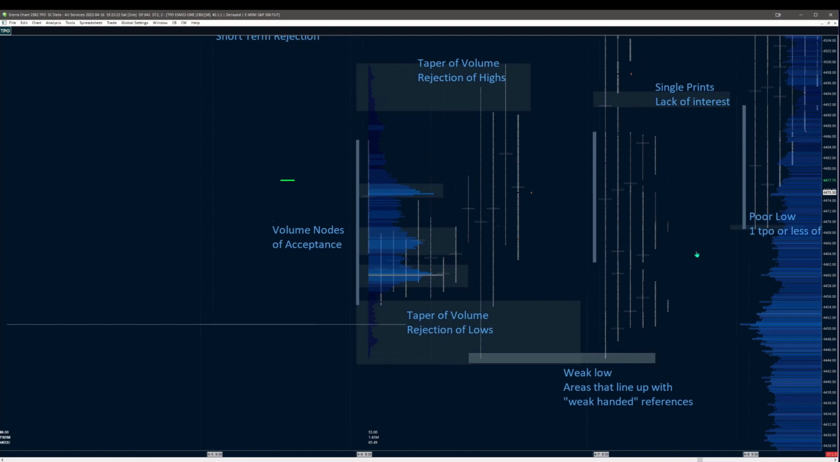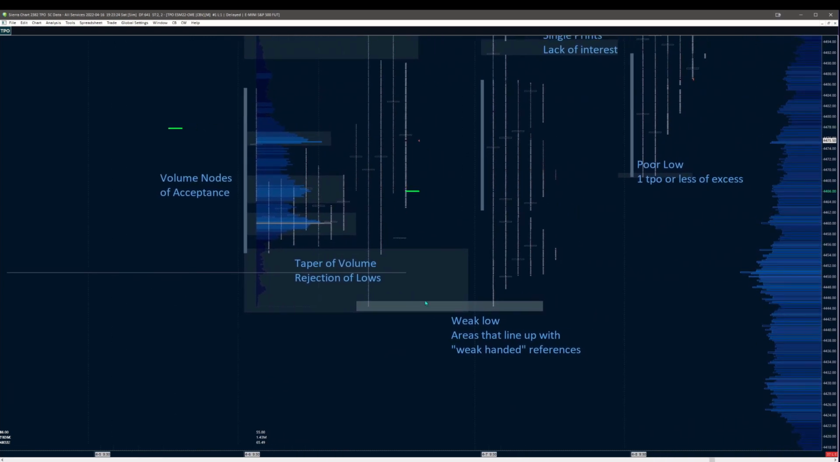On the following day, we can see what is considered a weak low. This is when TPOs line up, and in this case, the low of that previous day lined up together with this one. This makes this an area that shows weak-handed individuals, people that in the short term protected it but might not be able to hold the line in the future, and it's something you carry forward.